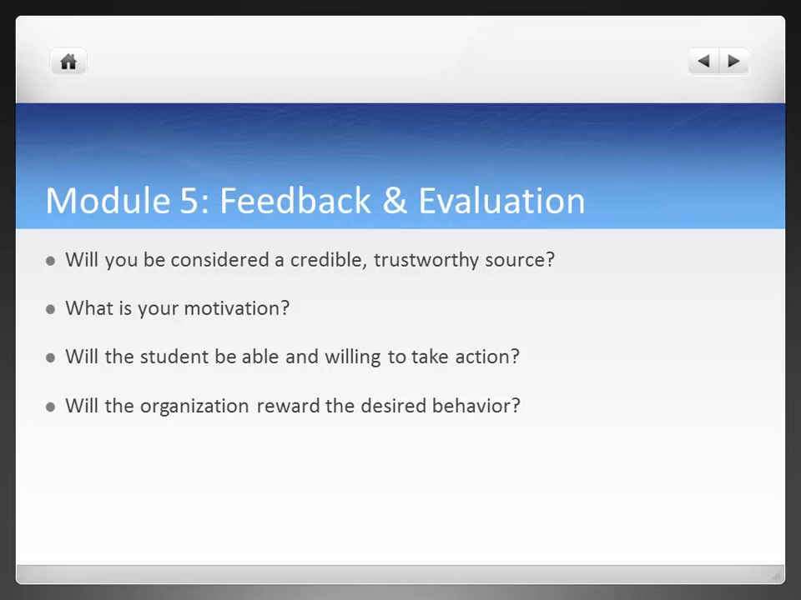Whenever you're going to deliver feedback, it's important to consider whether or not you are a credible source for that feedback. And again, this has to do with if you were not somebody who was able to actually observe the situation, is it more relevant for the person who observed the student in that situation to provide the feedback? So considering who is the best source to deliver the feedback is an important part of this process as well.